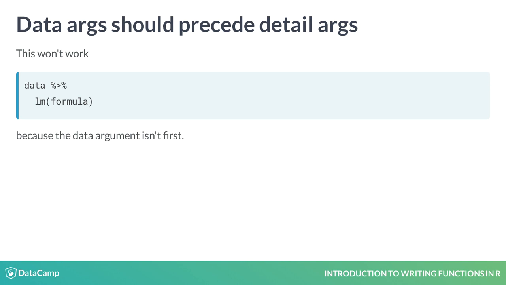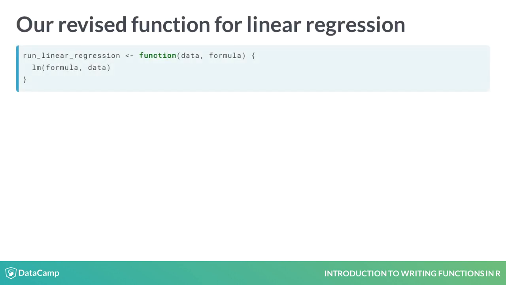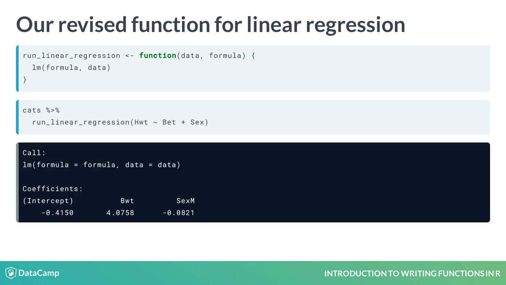Formula is a detail argument, so data should precede it. Since data isn't first, LM doesn't play nicely with the pipe operator, and this code will throw an error. Of course, LM has an excuse since it was written several decades before the pipe operator existed. Since we've established that LM has problems, we can write a wrapper function. Run linear regression has a clear name, the data argument comes first, and it works with pipes.